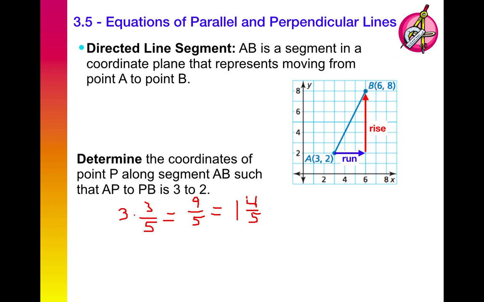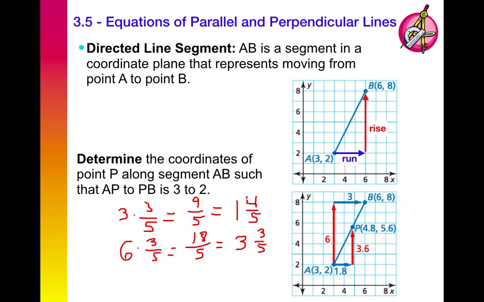That's 6. So 6 units times 3/5. So that's going to get me 18/5. And that's the same thing as going up 3 3/5. So I'm going to add 3 3/5 to 2 and go up 1, 2, 3, and right around there. So the ending point is going to be right around here. And that's where P is going to be.